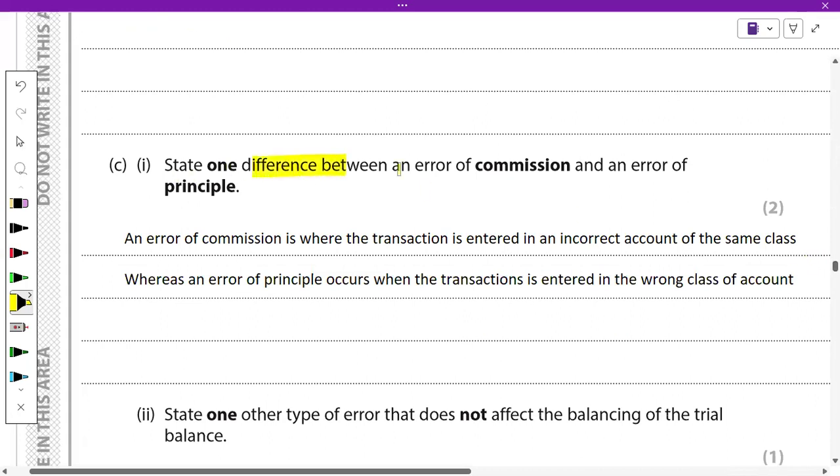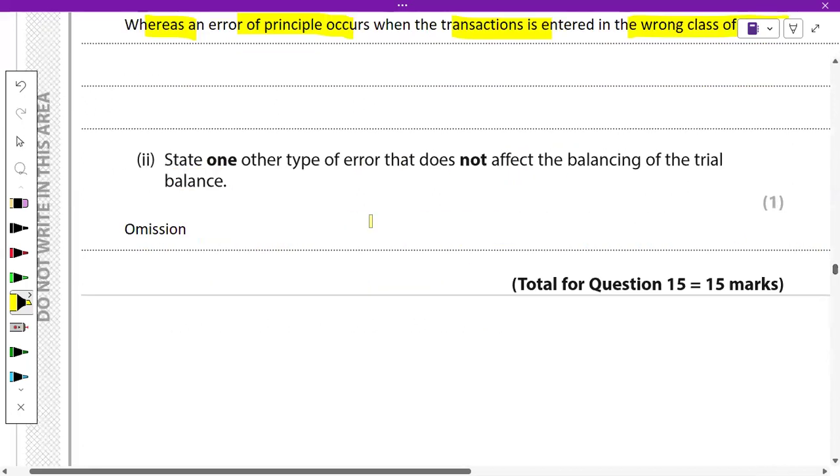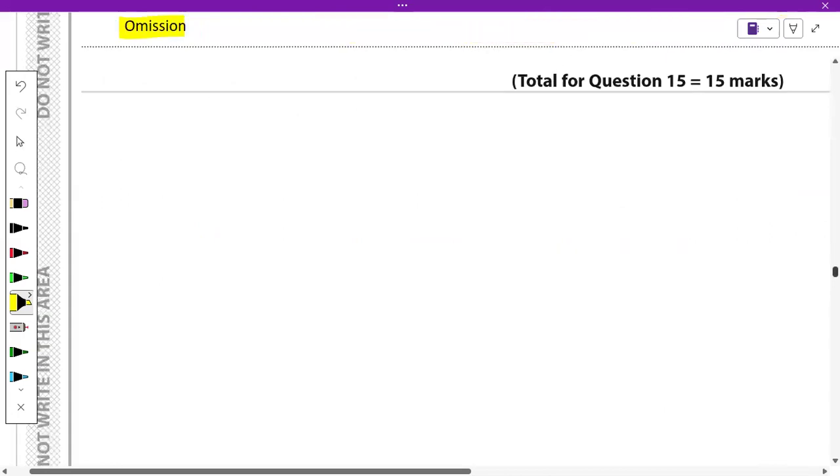So state one difference between the error of commission and error of principle. An error of commission is where a transaction is entered in an incorrect account of the same class, whereas an error of principle occurs when the transaction is entered in the wrong class of account. State one other type of error that does not affect the balancing of the trial balance, which is the error of omission. It means that you didn't write the entry at all, and that is why your debit and credit are equal to each other.